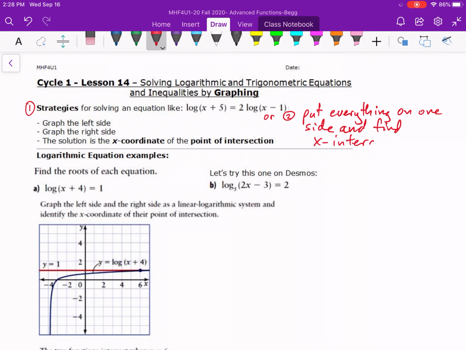If we're dealing with inequalities, then strategy one would be to graph both sides separately and see which side is above in the case of greater than, or below in the case of less than. And if we put them all on one side for an inequality, then we just look for what's above the x-axis or what's below the x-axis. So let's get right into it.